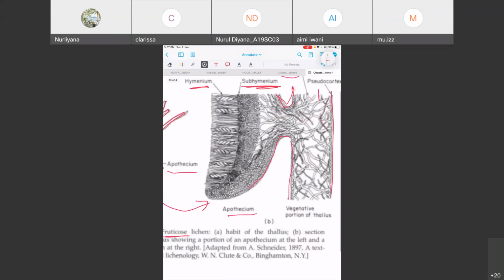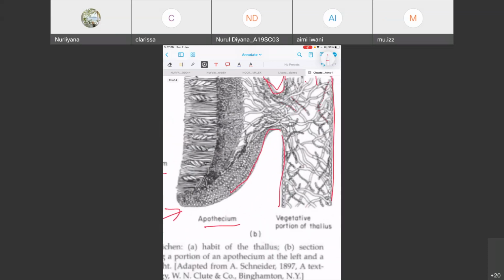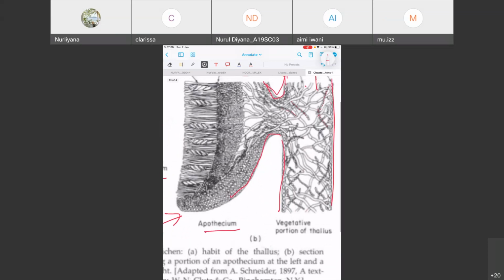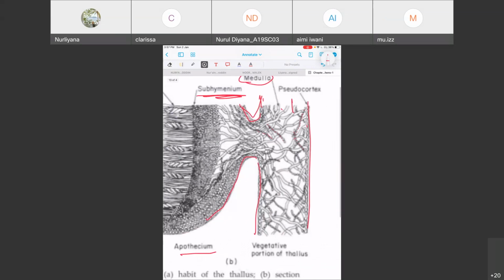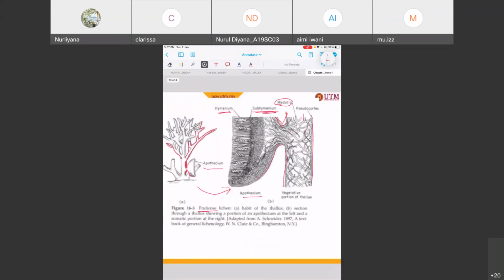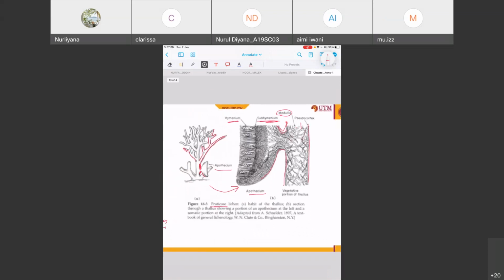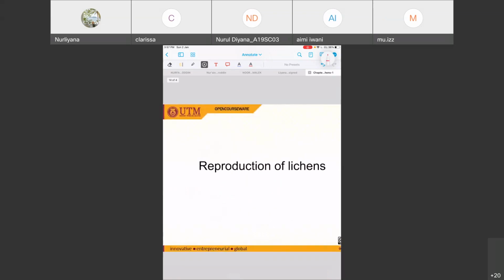Can I make this homework to ask tomorrow? Can everyone please help find where this algae is located? Okay, tomorrow we will go through the slides again, this one. Okay? Right. Now we go to reproduction.